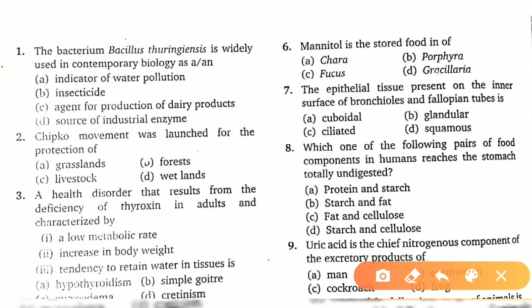Our first question is: the bacterium Bacillus thuringiensis is widely used in contemporary biology as an indicator of water pollution, insecticide, agent for production of dairy products, or source of industrial enzymes. So the answer is it is used as an insecticide.